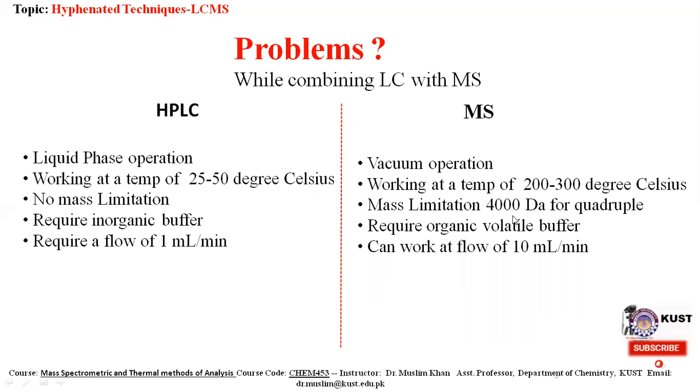And there is a mass limitation, specifically if you are using a quadrupole mass analyzer, 4000 Dalton, and it requires an organic volatile buffer and can work at a flow of 10 ml per minute.